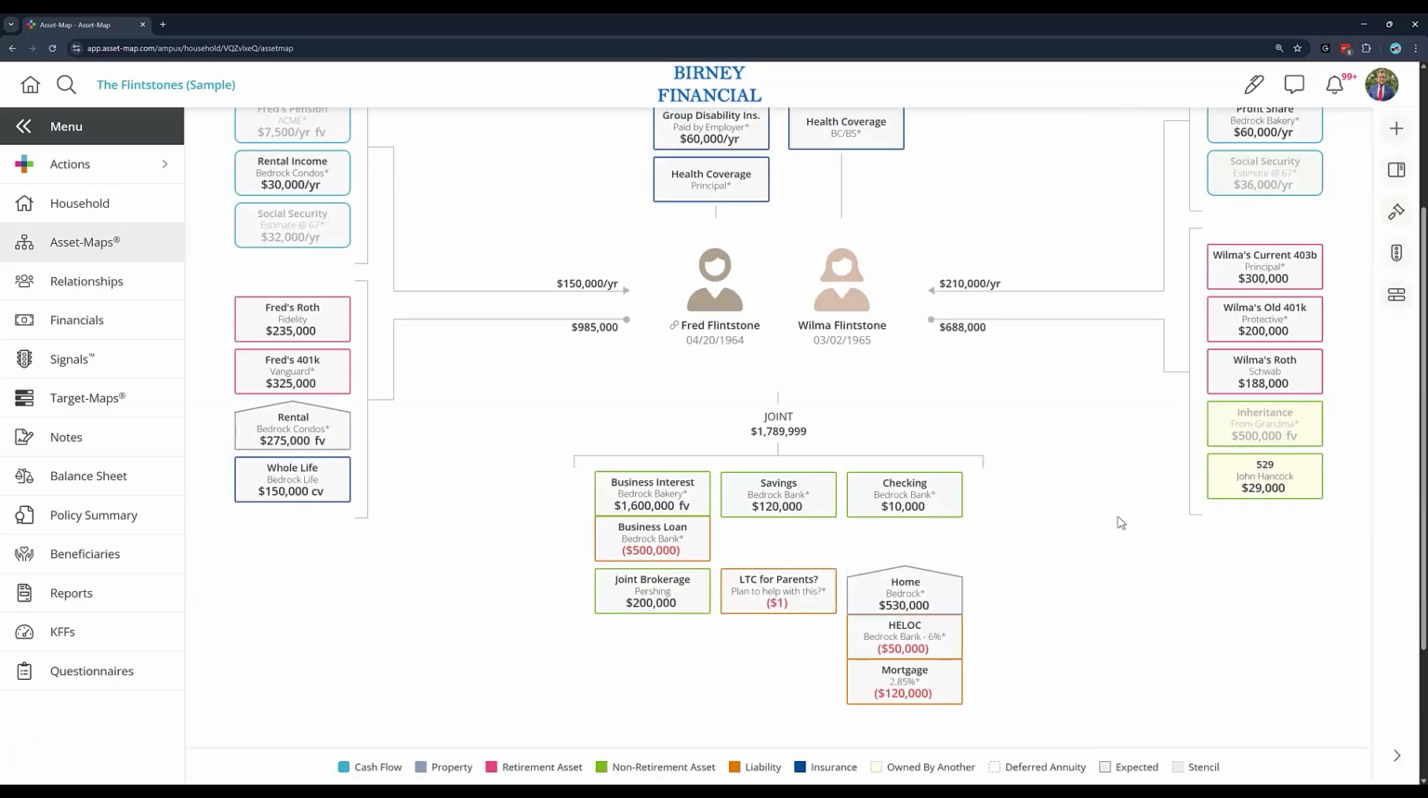So we do that with the client. We pull this map up and we say, hey, what's changed? What's different? What is missing on this map? And I want them to find things. I like when I'm wrong. I like when the client says, hey, my house is more than that. Hey, my mortgage is less than that.